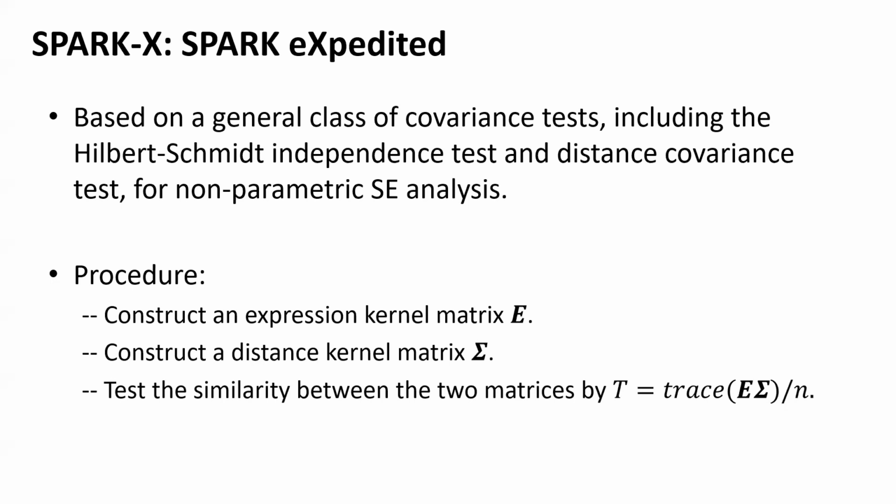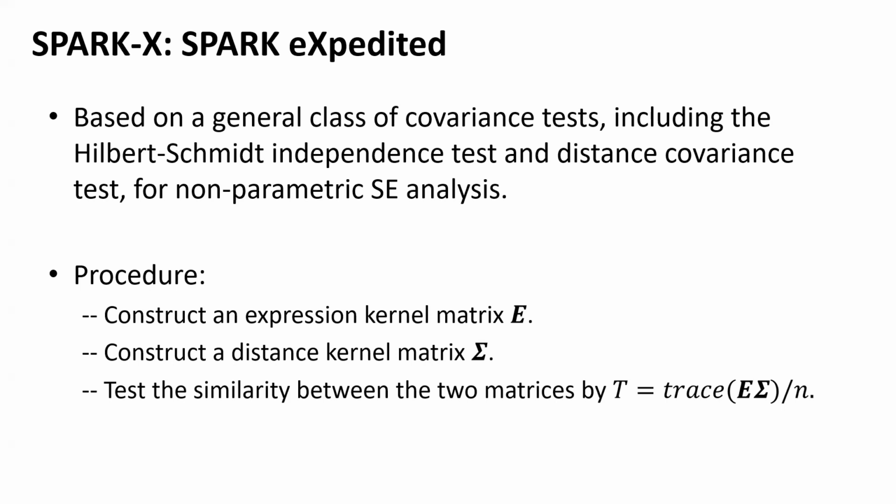It's based on a general class of covariance tests for non-parametric spatial expression analysis. The main idea is this. We construct two kernel matrices. One is the gene expression kernel matrix E, which is n by n. The other is the distance kernel matrix sigma, which is also n by n. The intuition is that if locations i and j are close to each other, then the distance kernel sigma ij is going to be large. And if this gene is indeed a spatially expressed gene, then you would also expect E ij to be large. So each element of the E matrix and the sigma matrix are going to be correlated with each other.